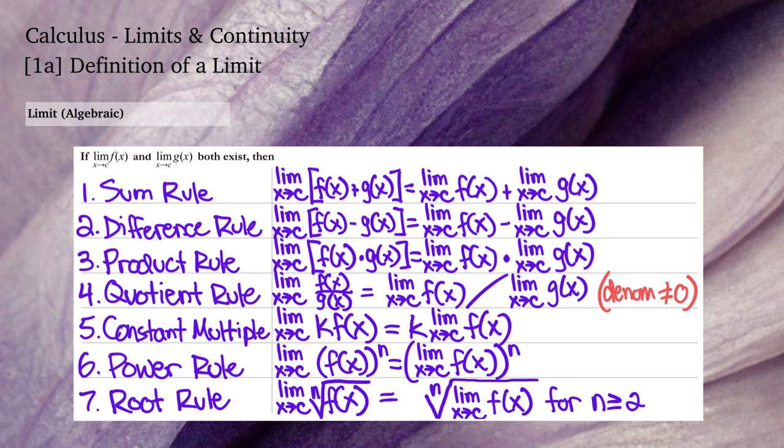Last thought, notice on the top left, if the limit as x approaches c of f of x and the limit as x approaches c of g of x both exist, then all these properties are true. And they're true because each limit expression represents a real number, which is why all the properties reflect the properties of real numbers.